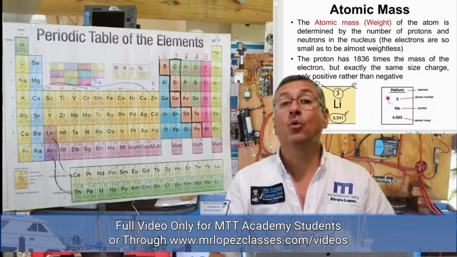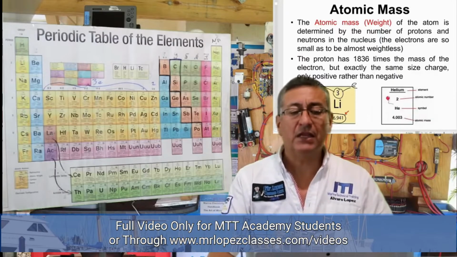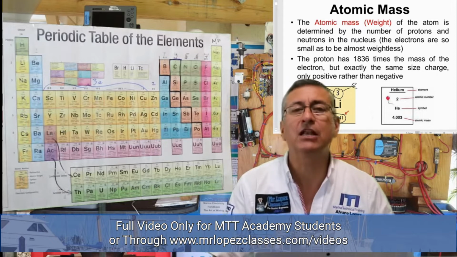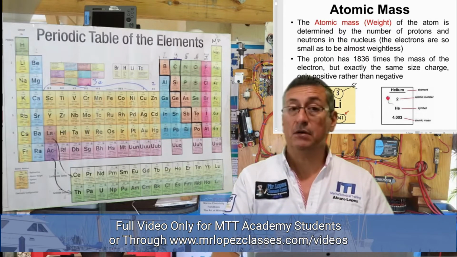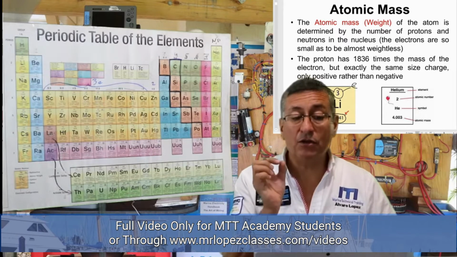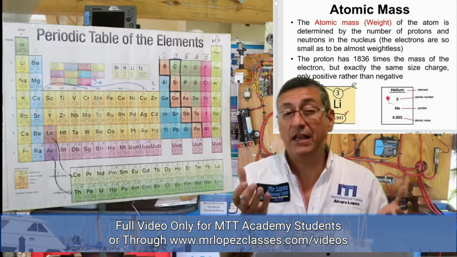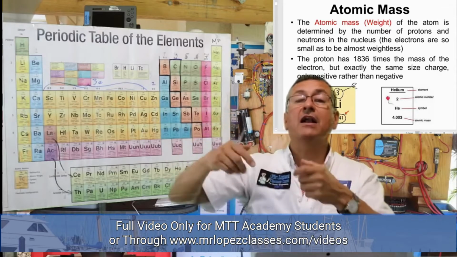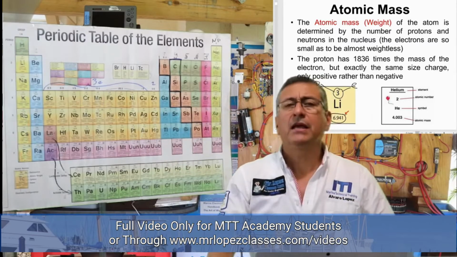The atomic mass or weight of an atom is determined by the number of protons and neutrons in the nucleus. Remember, the electrons are small and have less weight, and they are spinning around the nucleus.